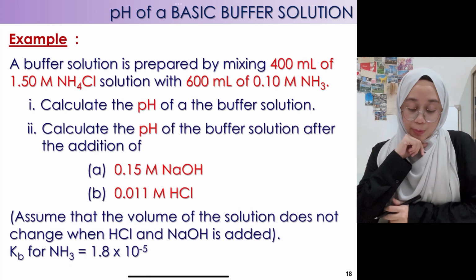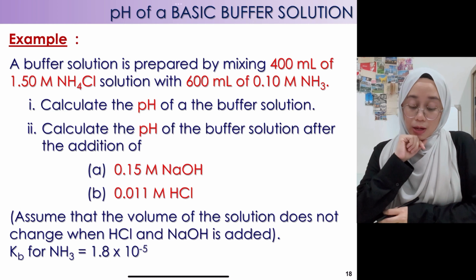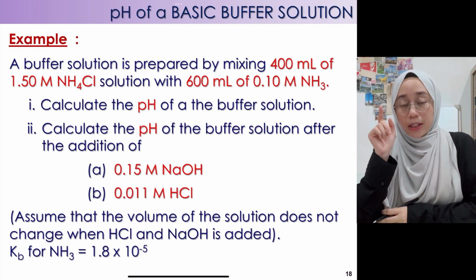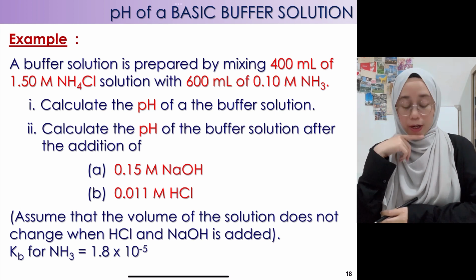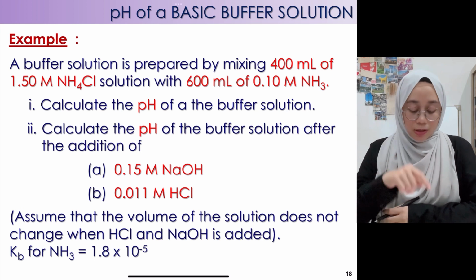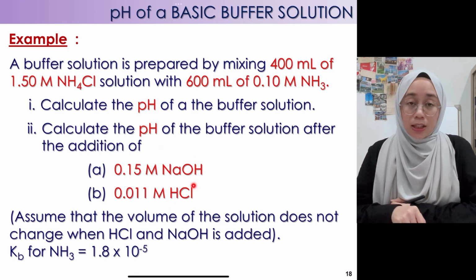Okay, so now let's have a look at the example. So a buffer solution is prepared by mixing 400 ml of 1.5 molar NH4Cl solution with 600 ml of 0.1 molar ammonia. So calculate the pH of the buffer solution and then calculate the pH of the buffer solution after the addition of 0.15 molar NaOH, and then kita akan tambah juga 0.011 molar HCl.